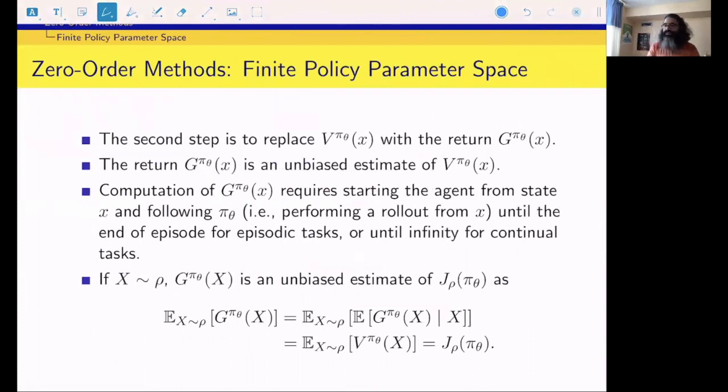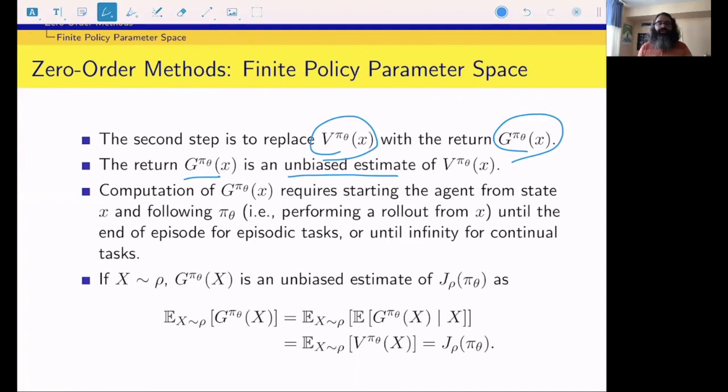Okay, so that was the first step, assuming that v of pi is known. Now what happens if v of pi is not known? So here, second step, we replace v of pi with its return. Return is an unbiased estimate of v, the value function. So that makes it kind of reasonable.